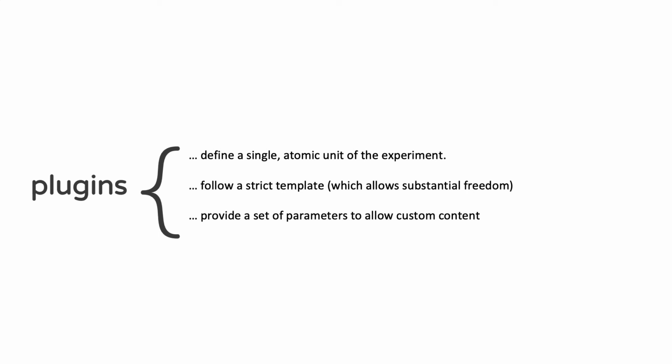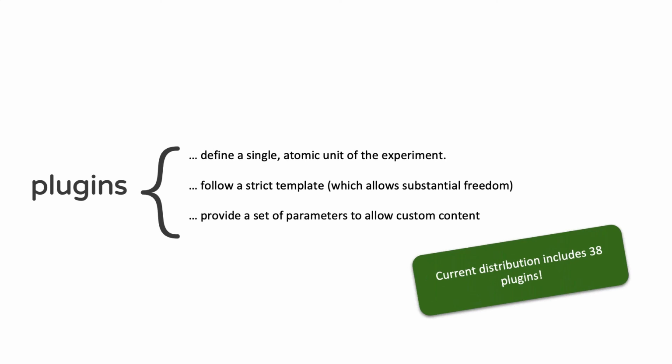So for example, if a plugin is to show an image and get a keyboard response, parameters will include things like what image is on the screen, what keys are people allowed to press, how long should the image display on the screen, is there a timeout, and so on and so forth. The current distribution of jsPsych that's available on GitHub has 38 different plugins. These range from the really general purpose, show an image and get a keyboard response, to things that are very specific, like random dot kinematograms that people have created.